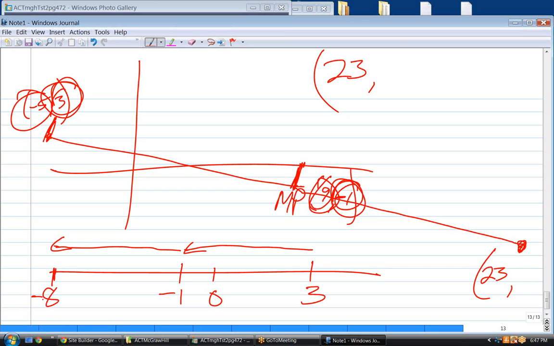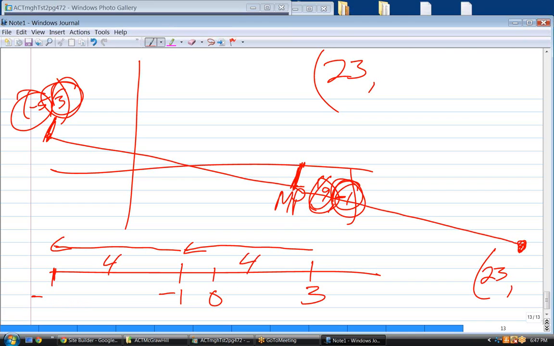What's the difference between -8 and -1? Oh, 7. So it's not -8, is it? So 9. What's the difference between -9 and -1? 8. Got to be 4. This distance has got to be 4 because this distance is 4.